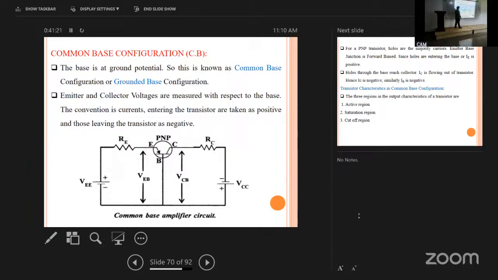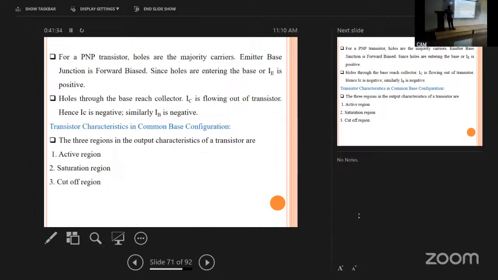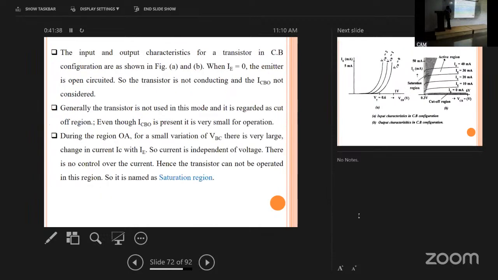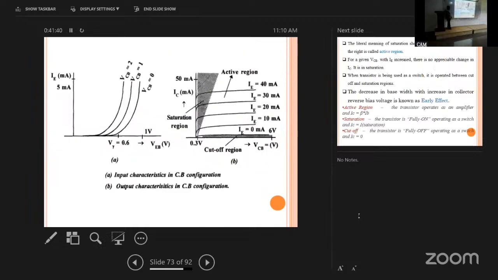Depending upon how these voltages and currents act in the transistor, we get the input characteristics and output characteristics. Next. These are the characteristics of the CB configuration. The CB configuration is very, very important.